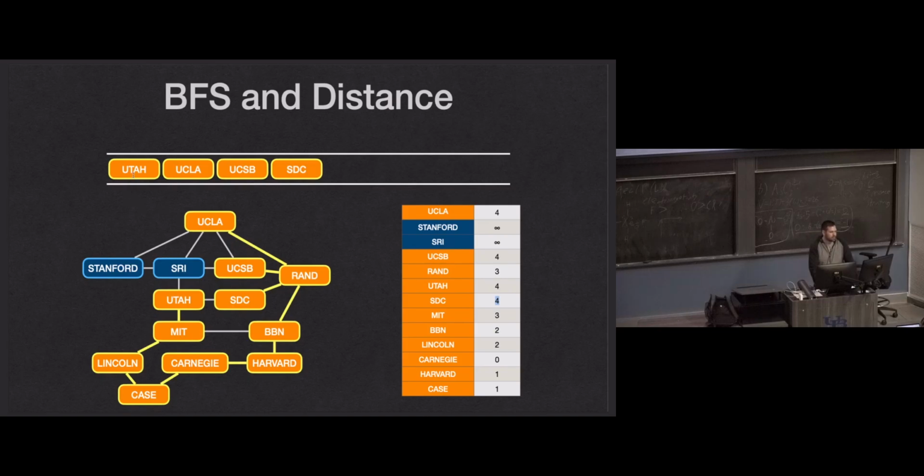They're all going to be Rand's distance, which is 3 + 1. DQ Utah, we're going to find our first distance 5 node, in-queue it, mark it as explored, update its distance. UCLA, our last, not our last. UCLA is going to discover Stanford, ignore SRI, ignore UCSB, ignore Rand. Mark Stanford as explored, in queue, get its distance of 5 out there.